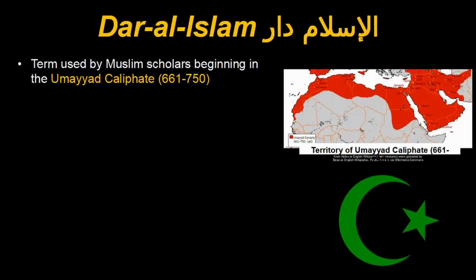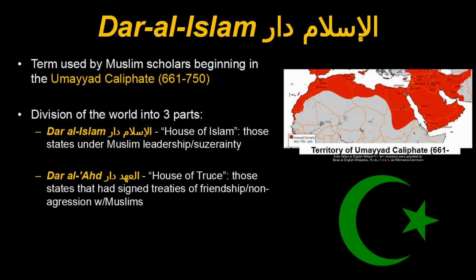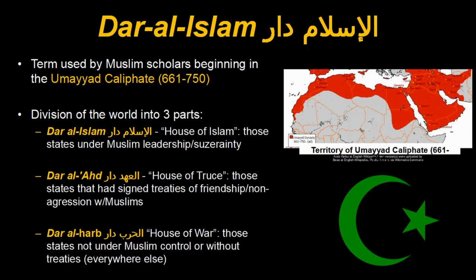It's a term used by Muslim scholars which divided the world into 3 basic parts. First is the Dar-al-Islam, the place with states under Muslim control. Next is the Dar-al-Ahd, referring to those states that have signed treaties of peace or non-aggression with the Muslims. Next is the Dar-al-Harb, the House of War, which was everywhere else. The Umayyads were pretty aggressive. But as far as dynasties go, they didn't last that long.